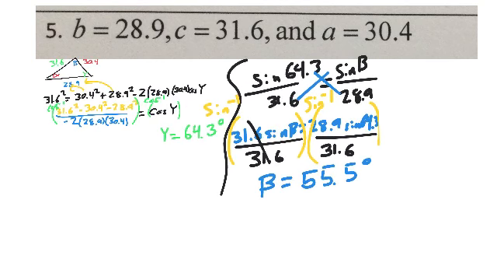And so now I know two angles, and I'm looking for alpha. So to find alpha, we can do 180 minus the two known angles. So I'm 180 minus 64.3 minus 55.5, which means alpha is 60.2 degrees.